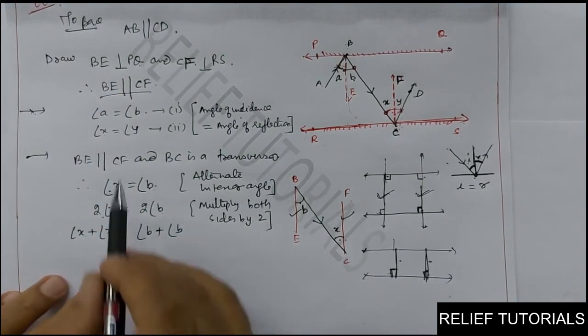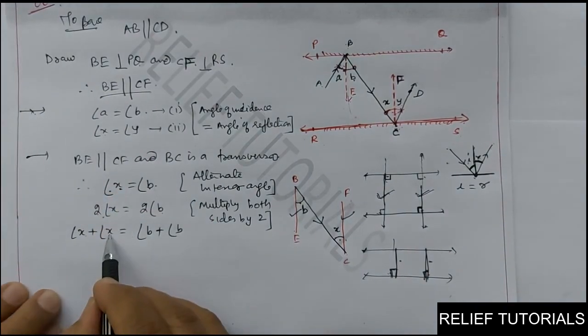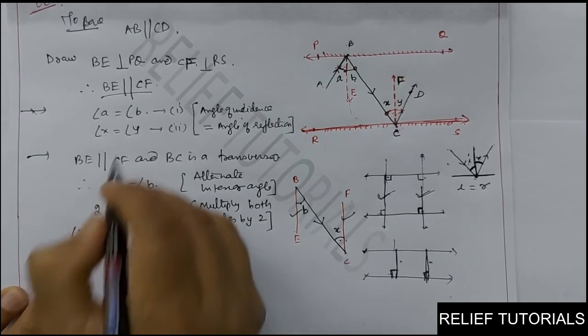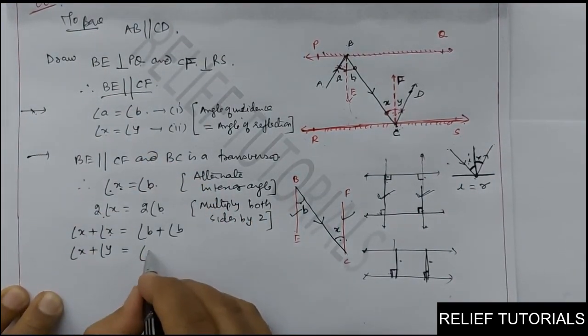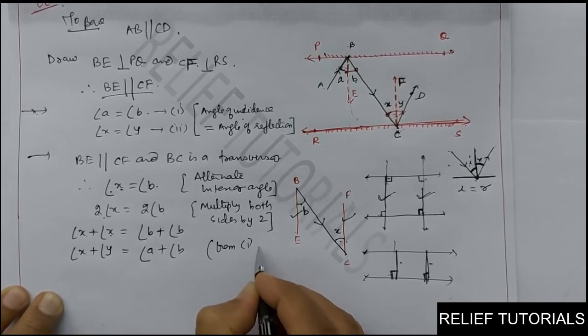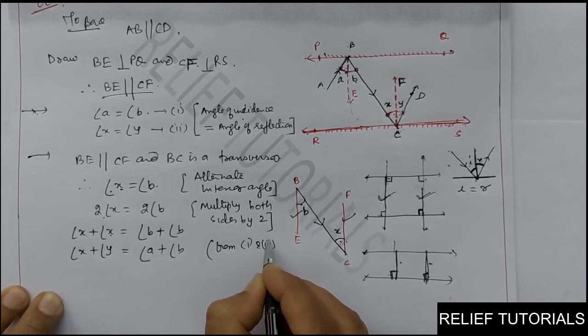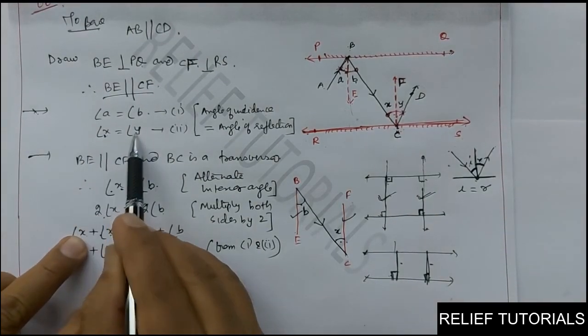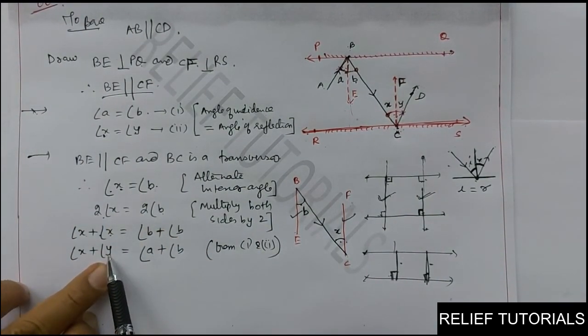Angle X is equal to angle Y. So in place of angle X, I can write angle Y. So angle X plus angle Y is equal to, and B is equal to A. So in place of B, I can write A, from 1 and 2. Have you got it, friend? See, in place of X, I have written Y, and in place of B, I have written A.